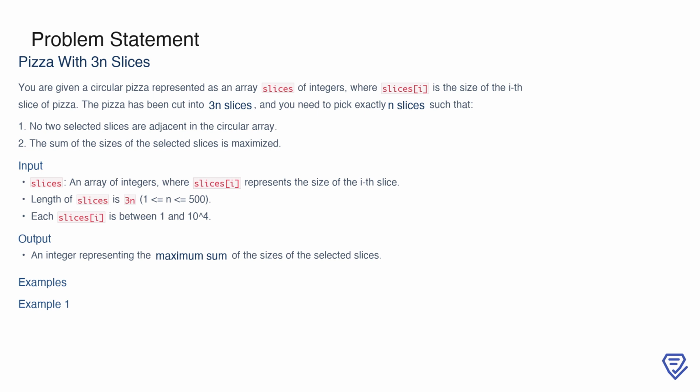The input to the problem is the slices array, which contains the sizes of each slice, and you are guaranteed that the length of this array is always a multiple of 3, meaning it will always be 3n. The output is a single integer, which represents the maximum sum of the sizes of the n slices you select while adhering to these constraints.